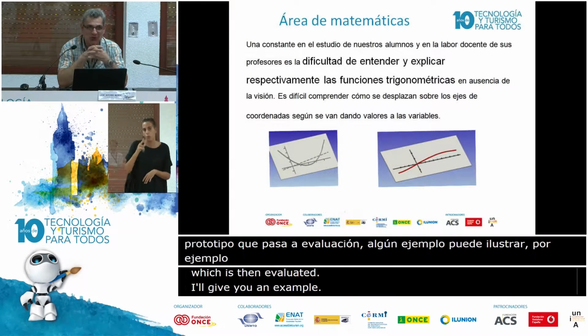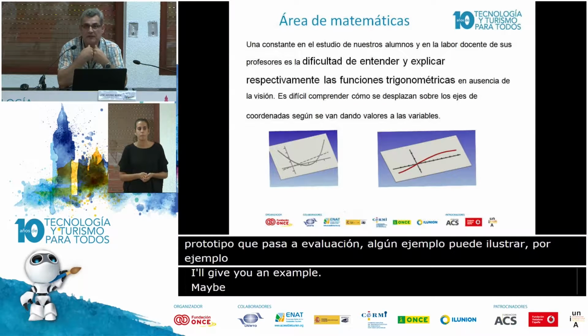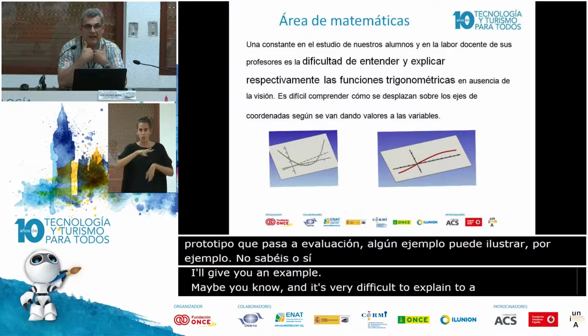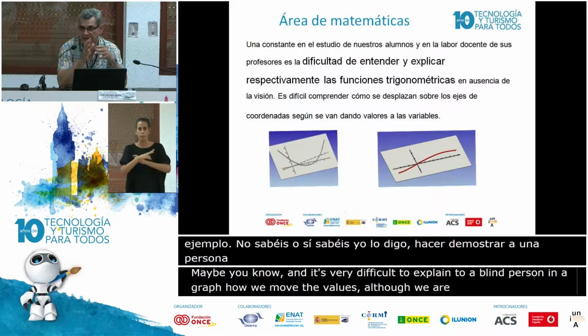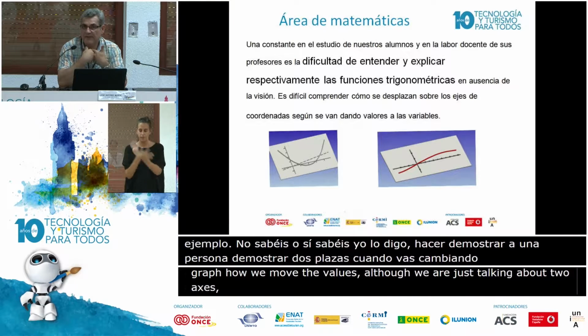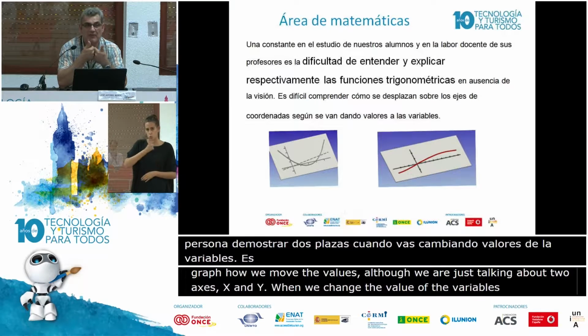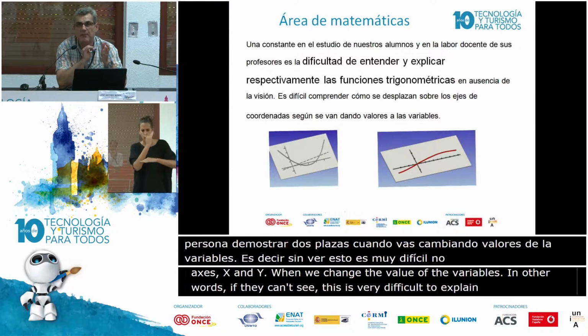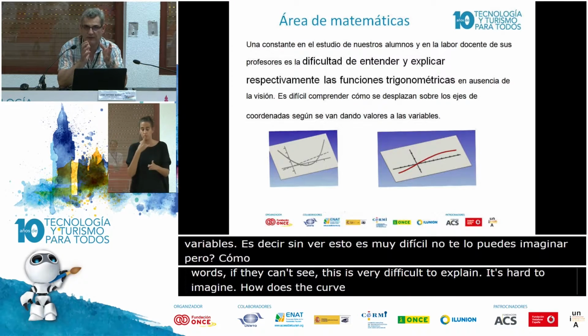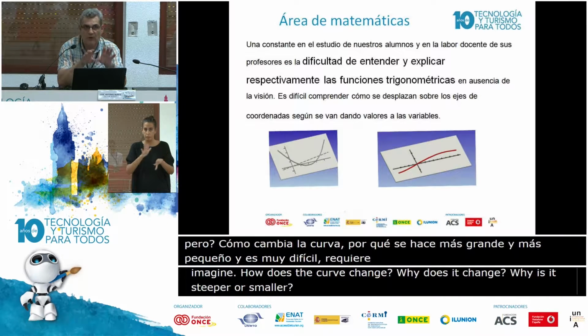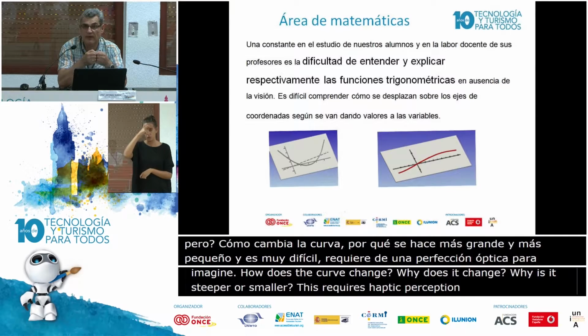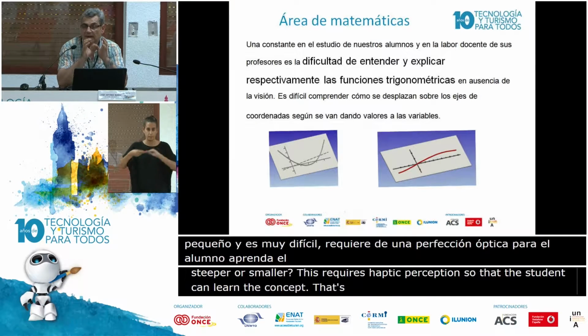Maybe you know, it's very difficult to explain to a blind person in a graph how we move the values, although we're just talking about two axes, x and y, when we change the value of the variables. In other words, if they can't see, this is very difficult to explain. It's hard to imagine. How does the curve change? Why does it change? Why is it steeper or smaller? This requires a haptic perception so that the student can learn the concept. That's why I mentioned before adapting concepts.